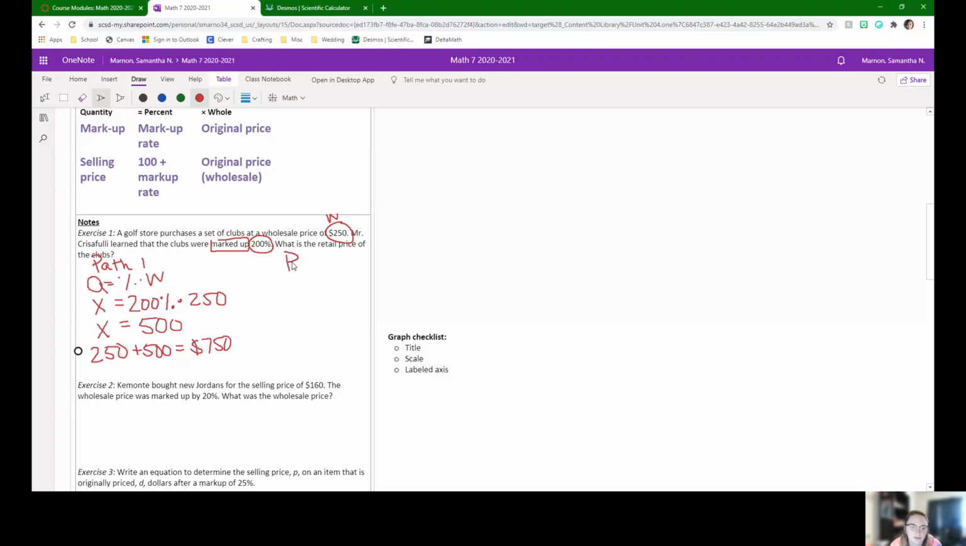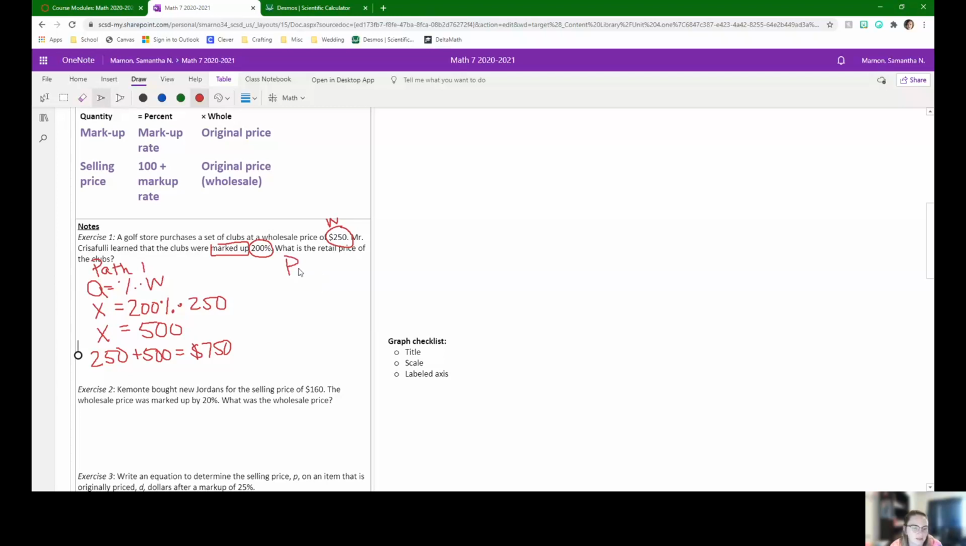But we all know Miss Marnon is a lazy mathematician and always shows us the easy math way, or the lazy math way. So I'm going to show you path 2 that you could do to solve this problem. This is the way I like to do these. It's still quantity equals percent times whole. But now, because I want my quantity to be the selling price, like we made in this little chart, I'm going to use 100 plus the markup rate. My quantity is still what we're trying to find, but this time we're going to go right to the selling price. The percent I'm going to use is 100 plus 200. I'm going to use 300%.